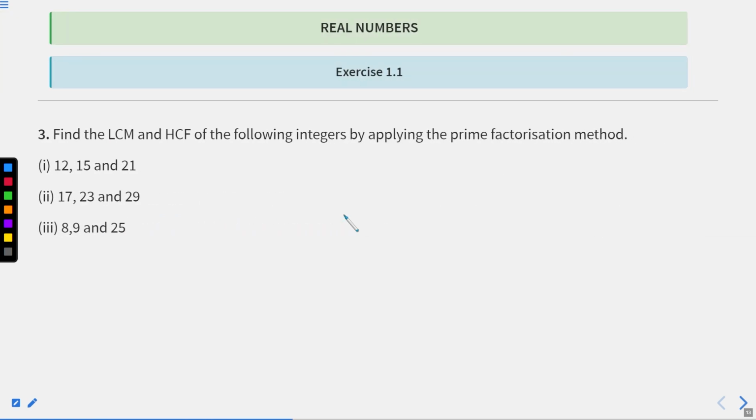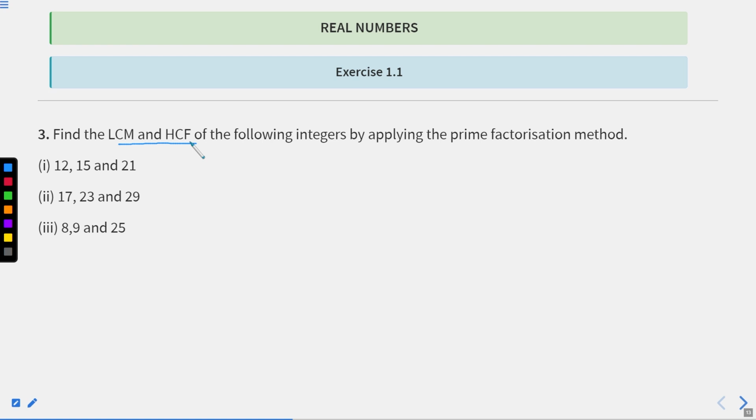So in the next question we have to find the LCM and HCF of the following integers by applying the prime factorization method. In this question we are given three numbers, and for these three numbers we have to find LCM and HCF.